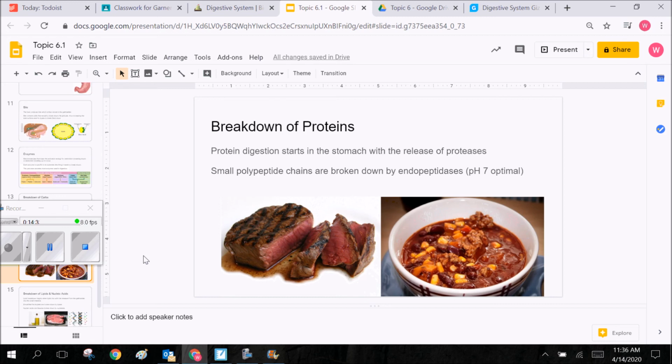So if you remember when we were introducing those bicarbonate ions into the duodenum of the small intestine, we were doing so to make the pH what we call neutral or normal, and that's where these endopeptidases work. So they work in the duodenum and in the small intestine. They wouldn't work in the stomach because they'd be broken down by the stomach acid and denatured.